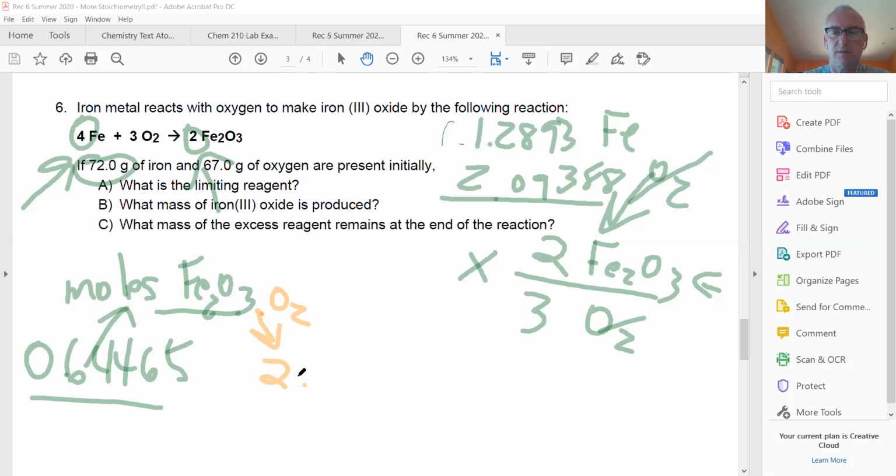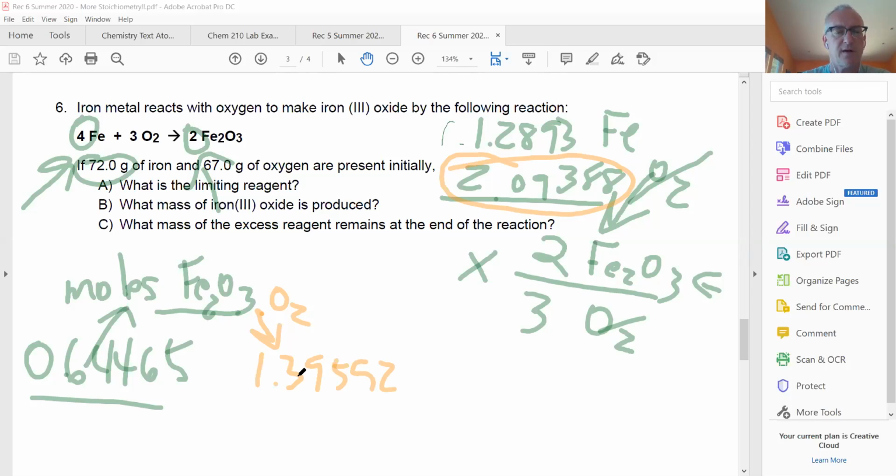2.79184 moles of Fe2O3. You sure? You multiply this number by 2 and then divide it by 3, so it can't be more than 2. It's got to be less. I got 1.39592. Yeah, that sounds more like it. So 1.39592.